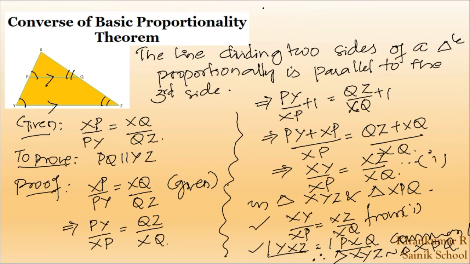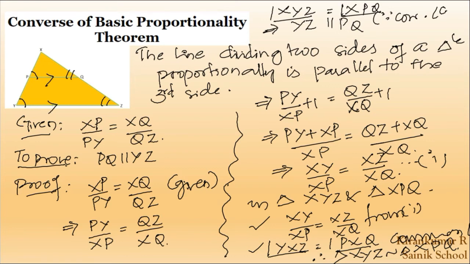So I'll write it as angle XYZ will become equal to angle XPQ, which implies YZ is parallel to PQ because corresponding angles are equal. Whenever a pair of corresponding angles are equal, the sides are parallel. We have learned it in class 7th.